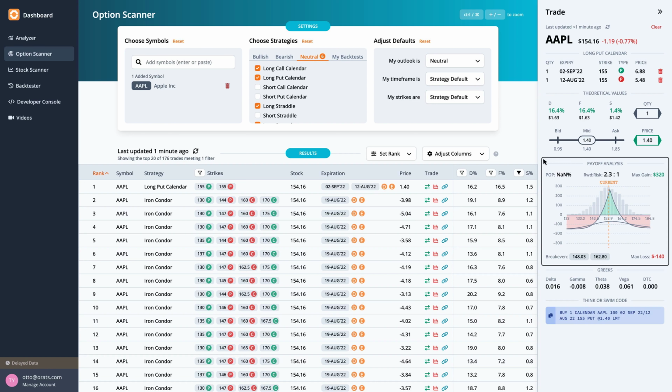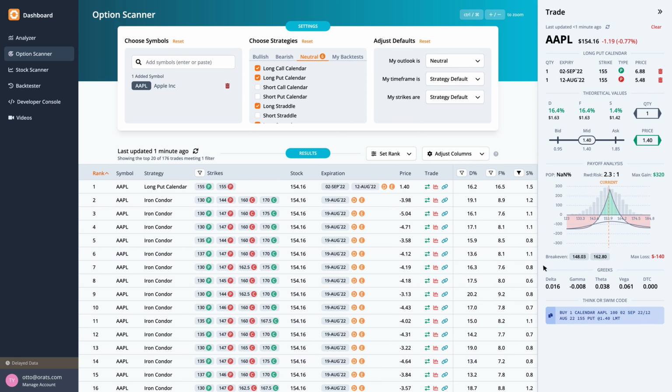We can also look at the payoff graph. The reward to risk divides the max gain by the max loss. Here the 2.3 to 1 is the ratio of the max gain of $320 to the max loss of -$140. There are 2 break-evens for this long put calendar at 148.03 and 162.8. The total Greeks and Think or Swim code complete the information on the trade analysis pop-out.